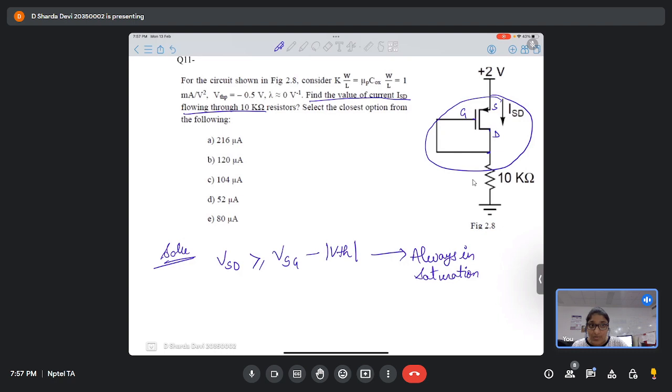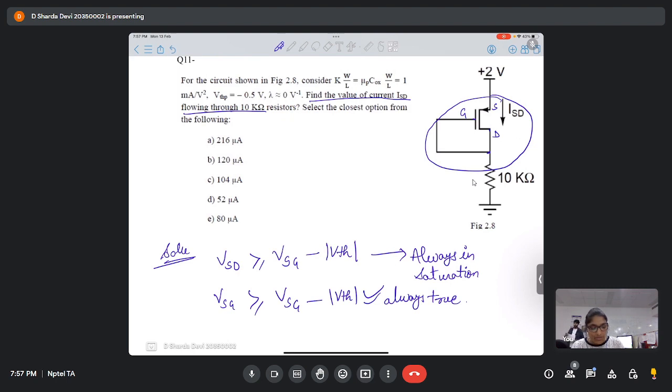Okay, so is this clear when I say that this configuration will always be in saturation? Why is it always in saturation? That is because the drain and gate are shorted. So when drain and gate are shorted, that means VSG greater than or equal to VSG minus VTH, and this is always true, right? Is this clear what I'm saying?